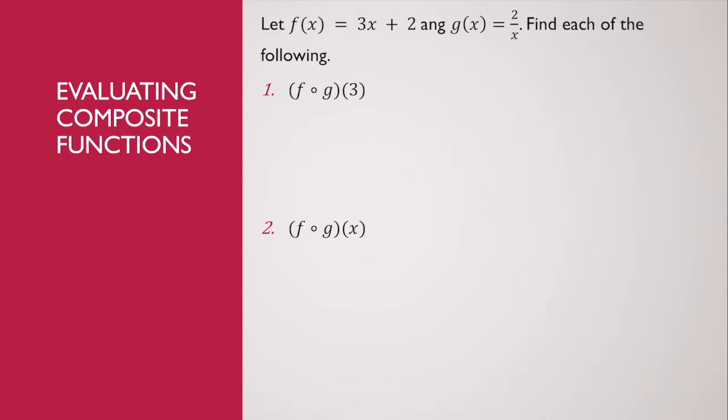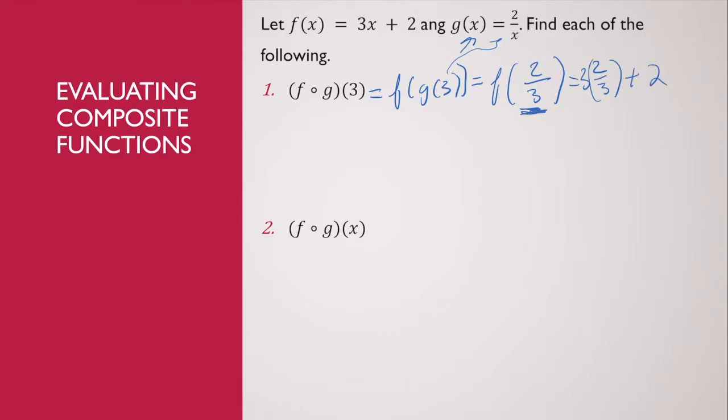So if I have f composed with g of 3, I like to rewrite this as f of g of 3. What this is basically saying is I need to substitute 3 into g of x. Then I plug the resulting value, which is going to be 2/3, into f. So that gives me 3 times 2/3 plus 2. I'm substituting in that value for x. So that would give me 2 plus 2, because my 3's cancel, which is 4.